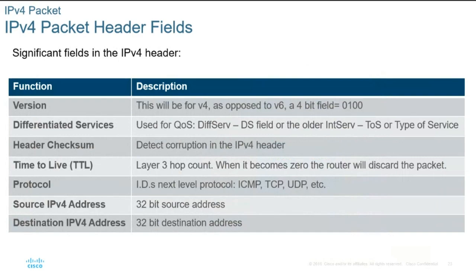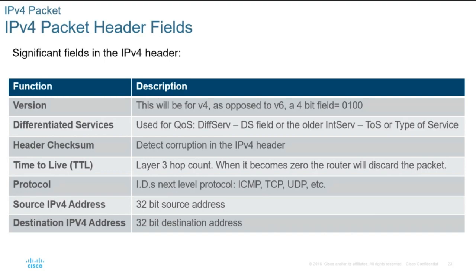The function of the version: this will be for V4 or version 4, as opposed to V6 or version 6, a 4-bit field. And the differentiated services, used for QoS, or the quality of service. And then the header checksum, ito naman ay used to detect corruption in the IPv4 header.